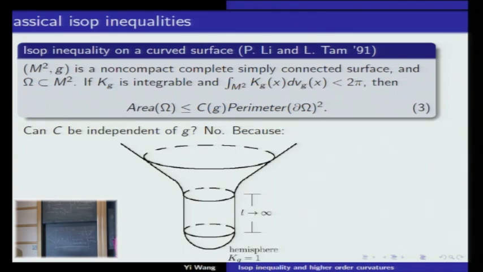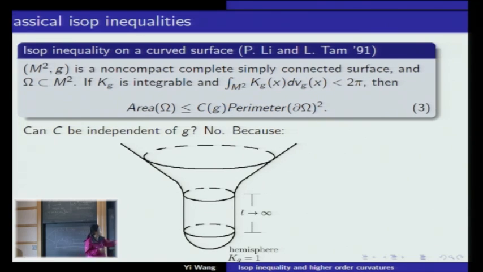Here, instead of assuming the positive part of Gaussian curvature is strictly less than 2 pi, we assume the integral of the Gaussian curvature itself is less than 2 pi, which means that it could have a bigger positive part, but there's some negative curvature which cancels that. When that happens, one still has the isoperimetric inequality. However, this constant is not a quantitative one in terms of the integral of curvature itself. It could depend on the metric itself.